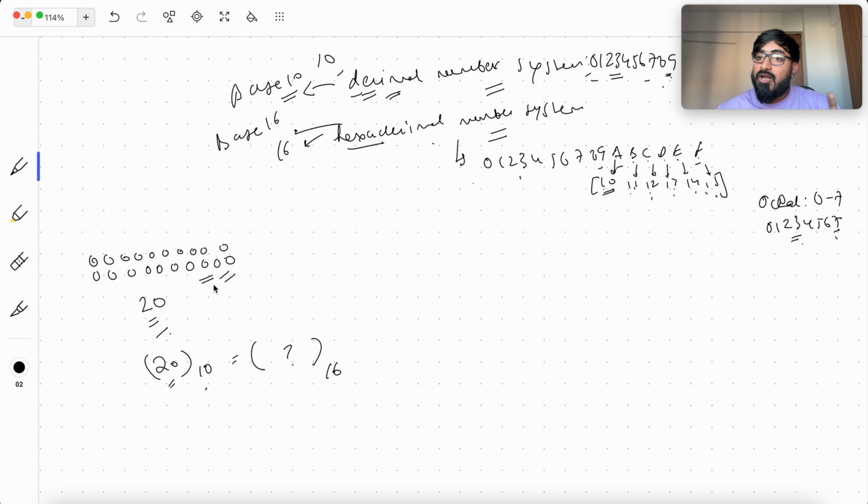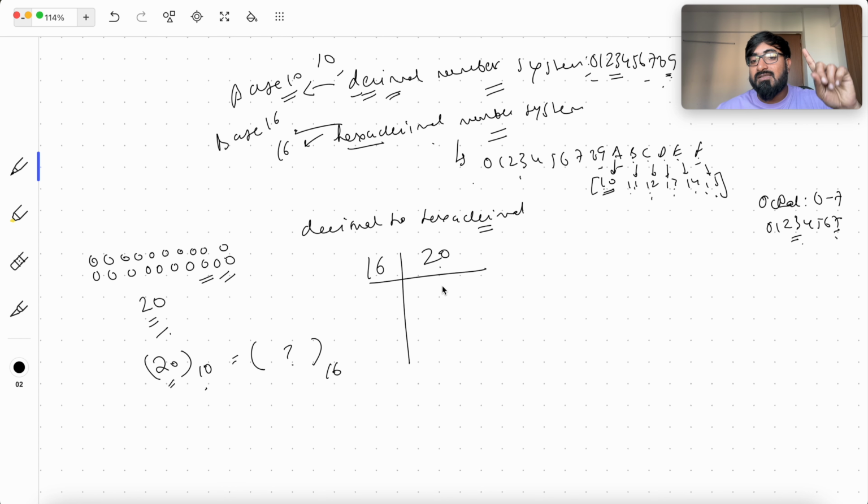Now we come to our part of decimal to hexadecimal conversion. Given a decimal value, how do I find the corresponding hexadecimal number? There is a standard division method. This is my number that I need to convert to hexadecimal. I divide by 16 because we are converting decimal to hexadecimal, which has base 16. Divide by 16 as long as this does not go 0, and append remainders.